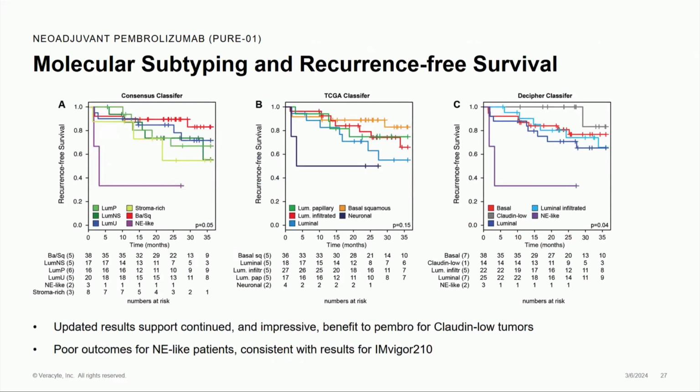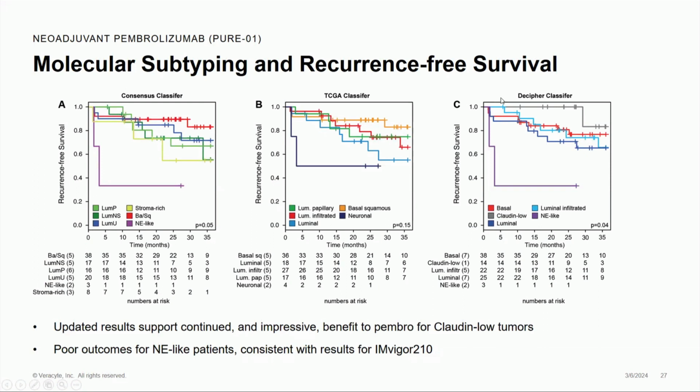So again, I'm going to belabor subtyping a little bit here, just because I think it's quite interesting how this works out. We used molecular subtyping on the same cohort. And what we see here is that the consensus classifier and the TCGA classifier tend to have a mix of results. It's not really that informative. It's difficult to tell who's doing well and who's not doing well. You might say the basal patients in both these groups are doing a little bit better.